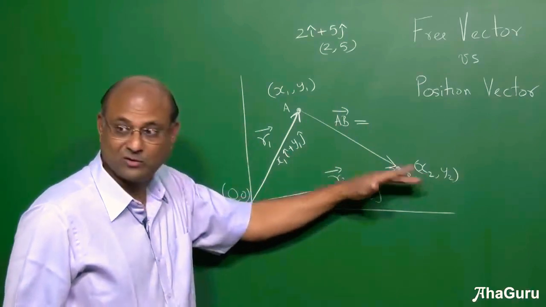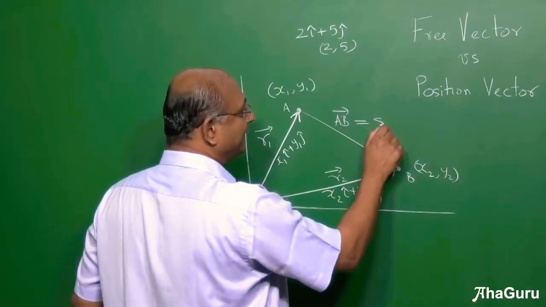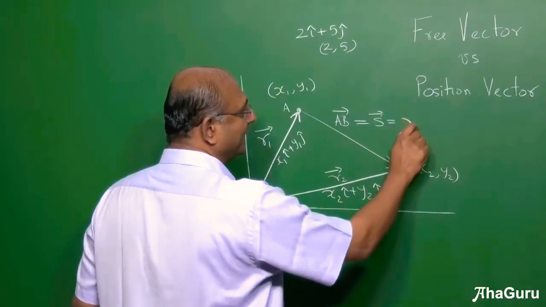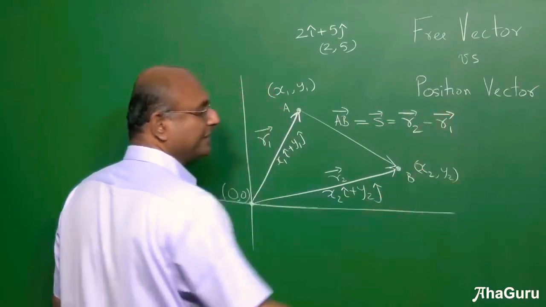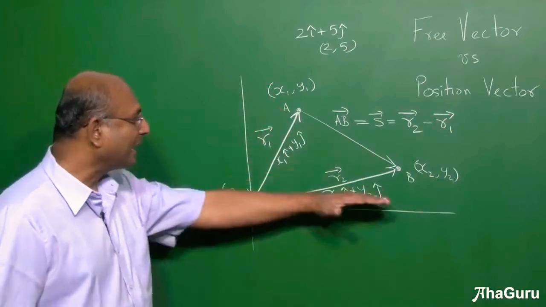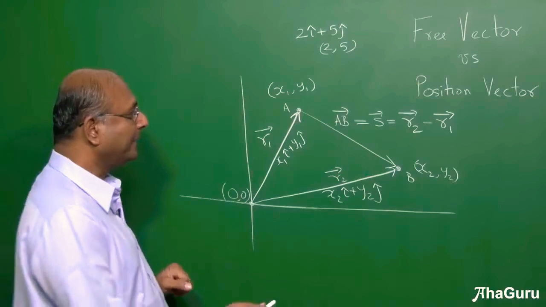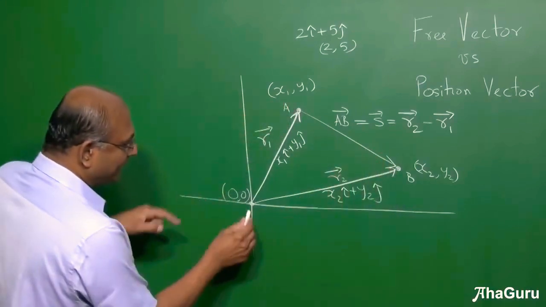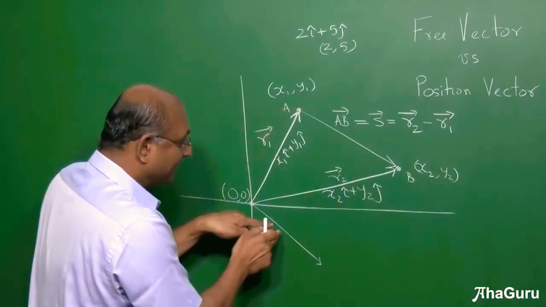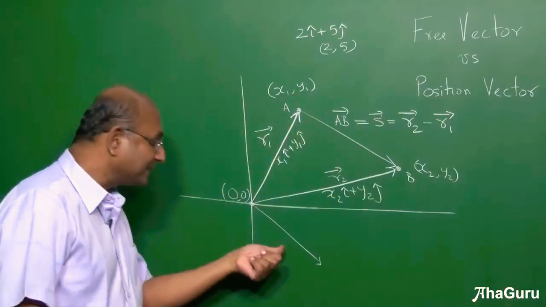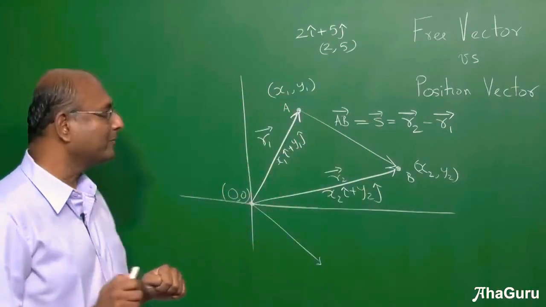What is my final arrow? R2. Initial arrow? R1. So AB is the displacement arrow, and we write it like this: final arrow minus initial arrow. Is that clear? R2 minus R1 is the displacement, final minus initial. Right? If I took this displacement and put it in here, equal amount, now this vector is parallel to that vector, but this is position vector. That is not position vector. I hope that is clear, right?